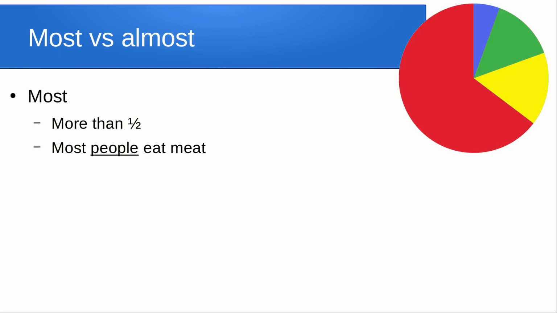And it's simply like this. So if the red area in this pie chart represents people who eat meat, then most, more than half. It could be 51%, it could be 99.99%, but it's most. Most means more than half. That is all it means. It does not mean more or different from that.